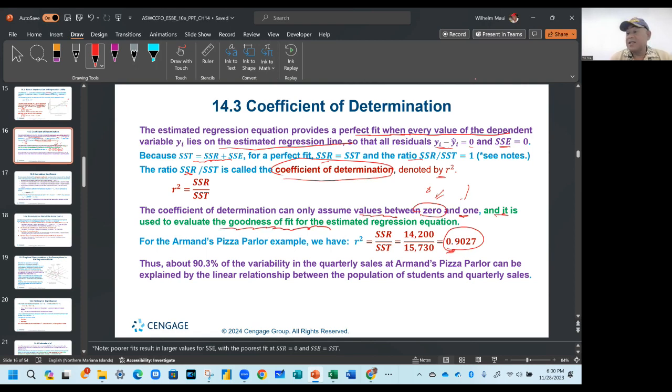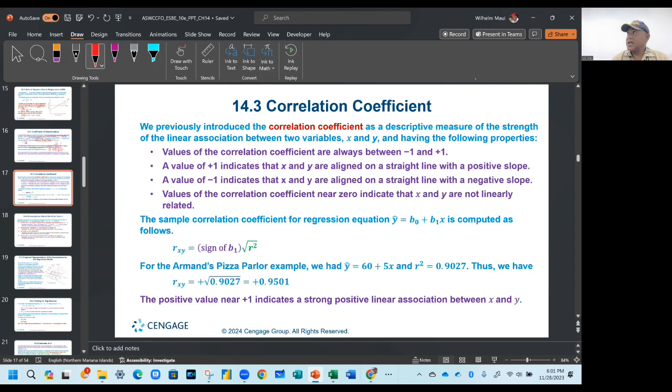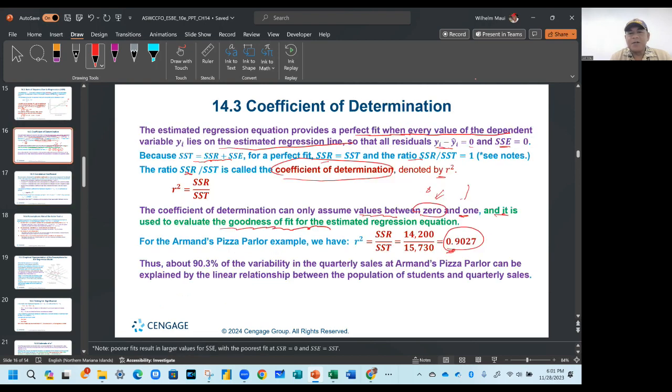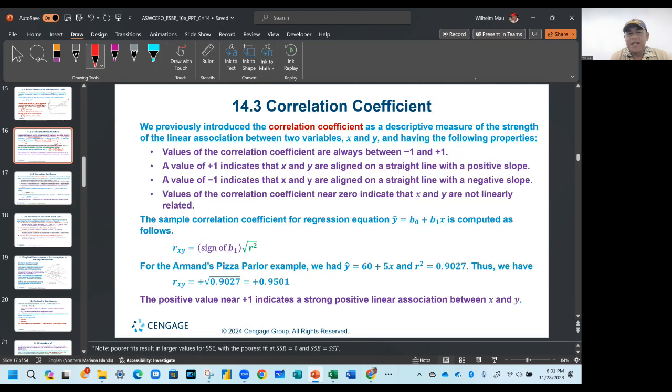So when it's valid, then the estimated equation is a good fit to use to estimate the values of sales given an X, student population, or predict sales given student population. Okay, so we got the coefficient of determination, and then the correlation coefficient.